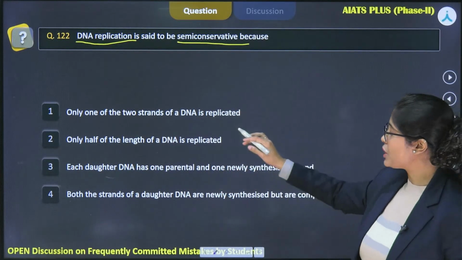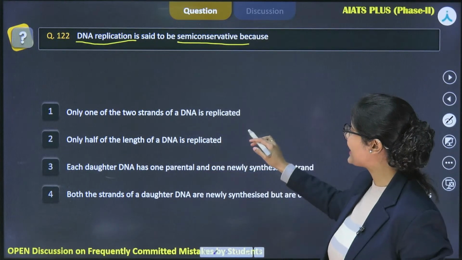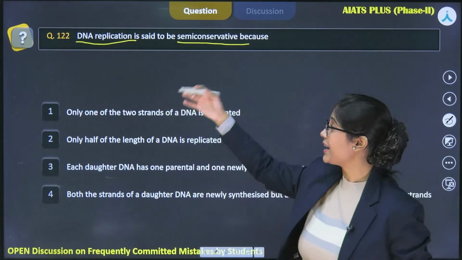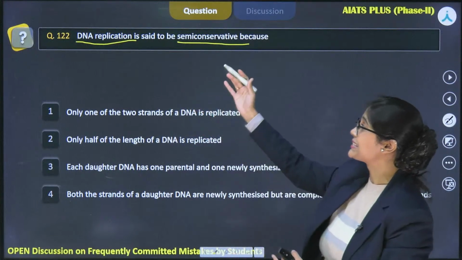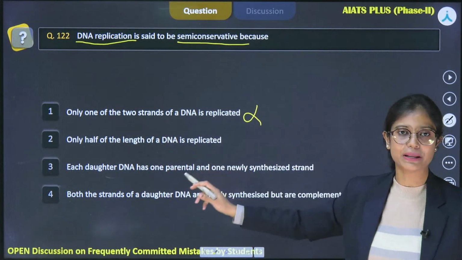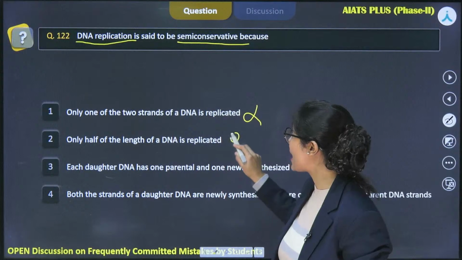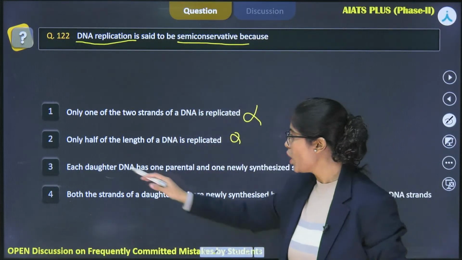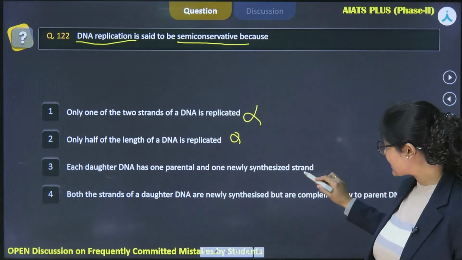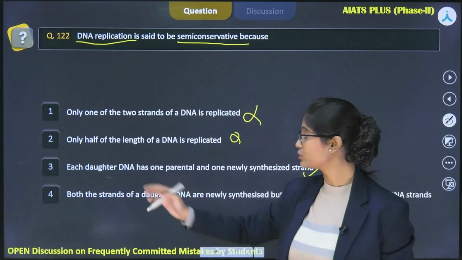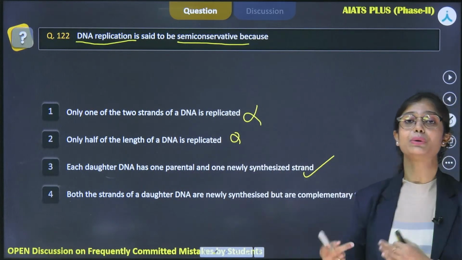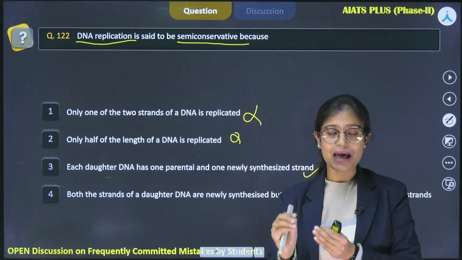Now let's see the options. The first one is only one of the two strands of a DNA is replicated. This does not explain why DNA replication is said to be semi-conservative, so this is incorrect. Option 2, only half of the length of DNA is replicated. This is not the case, why DNA replication is said to be semi-conservative. Option 3, each daughter DNA has one parental and one newly synthesized strand. So yes, it is absolutely true. जब भी DNA replicate होगा तो daughter में, every daughter DNA will have one parental and another one will be a newly synthesized strand. This is how we call them semi-conservative.